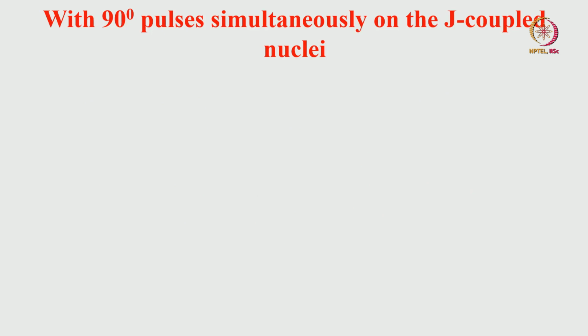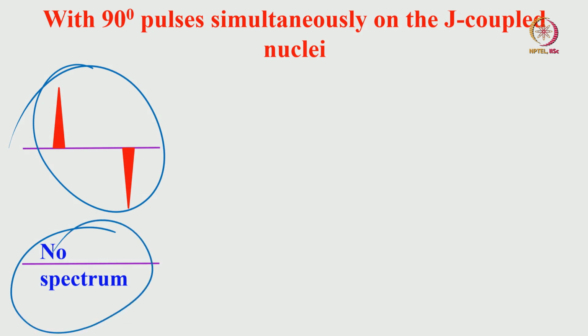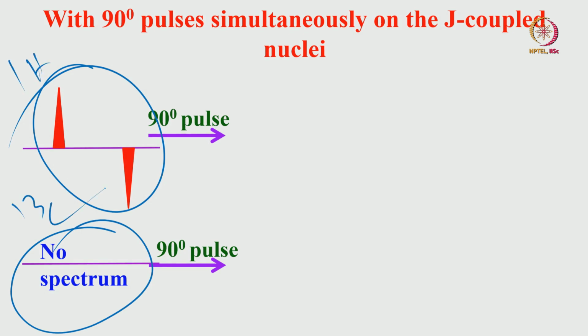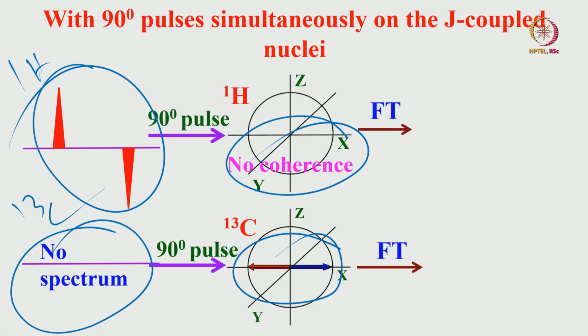With simultaneous 90 pulses for a J coupled spin, this is what happens. First we had antiphase character for proton and no spectrum for carbon 13. Apply 90-degree pulse. This is for proton and this is for carbon 13. Now what is going to happen when you apply the 90-degree pulse? There is no coherence here, whereas carbon 13 will have antiphase coherence. Simultaneously applying 90 pulse on both. What is happening? The coherence of proton is transferred to coherence of carbon 13.